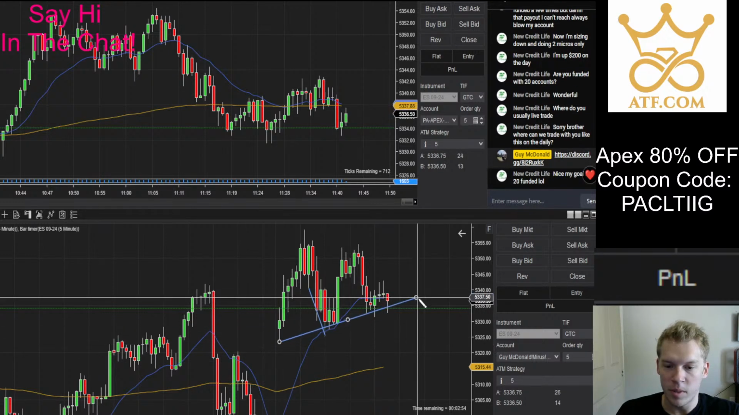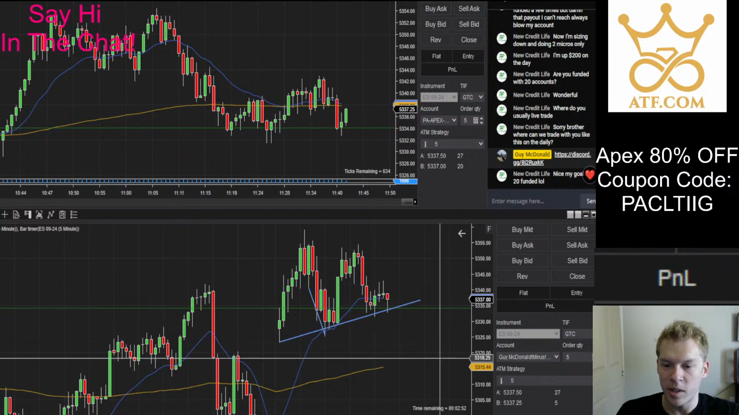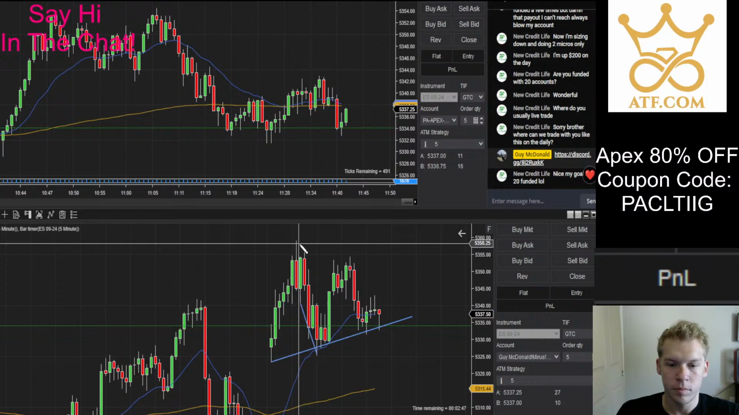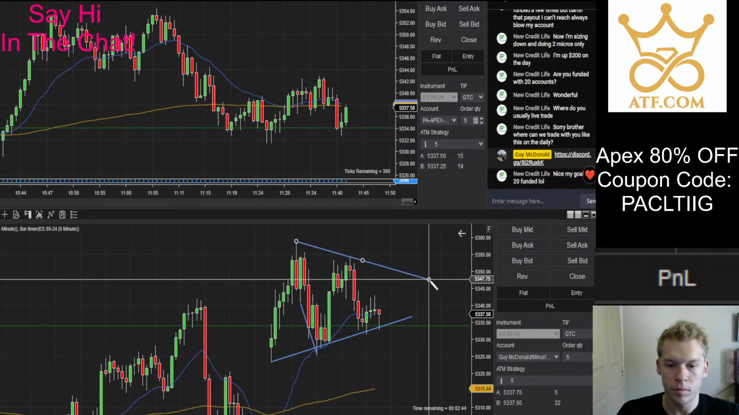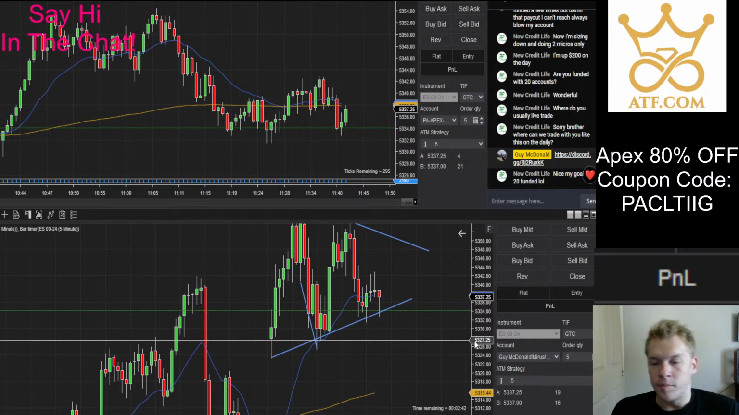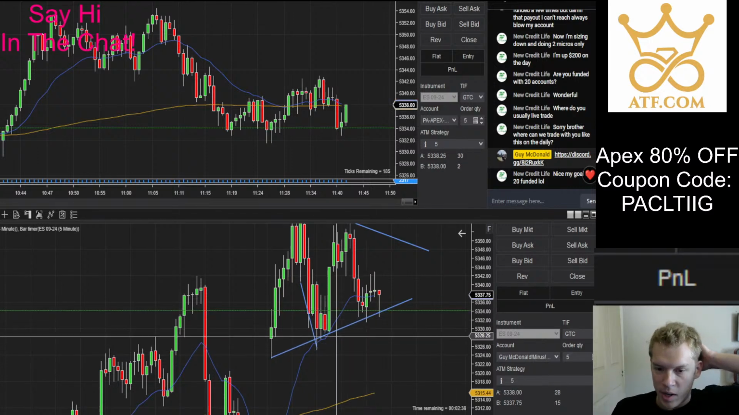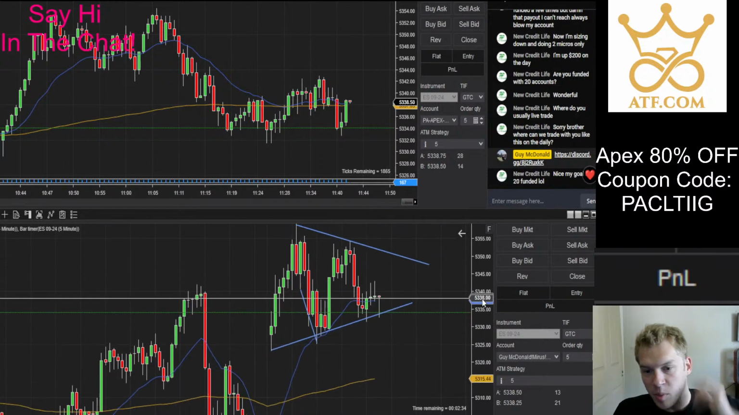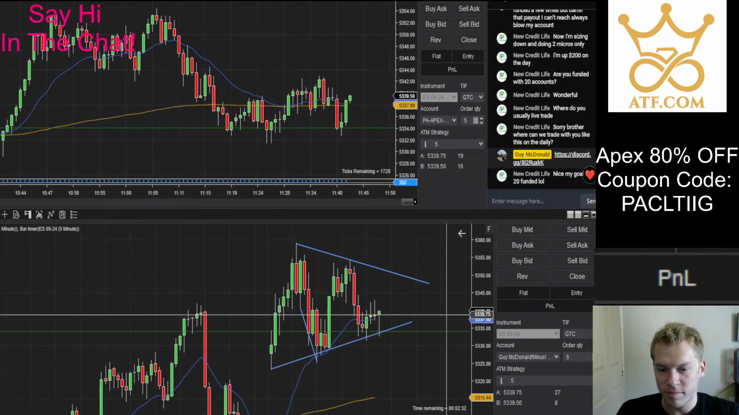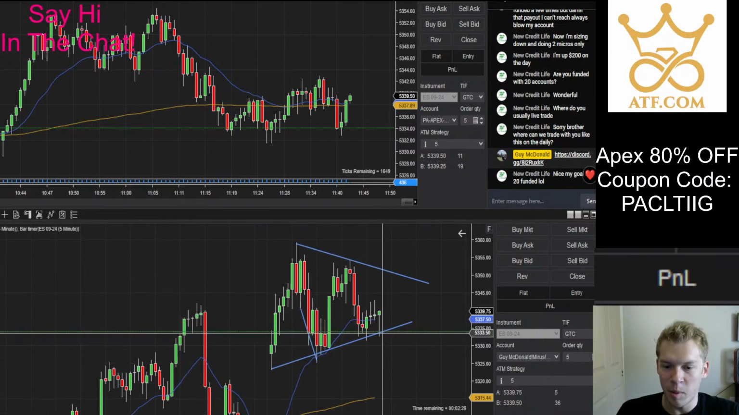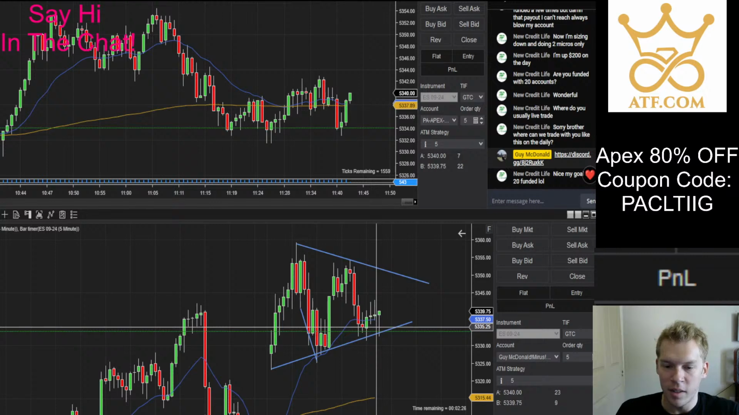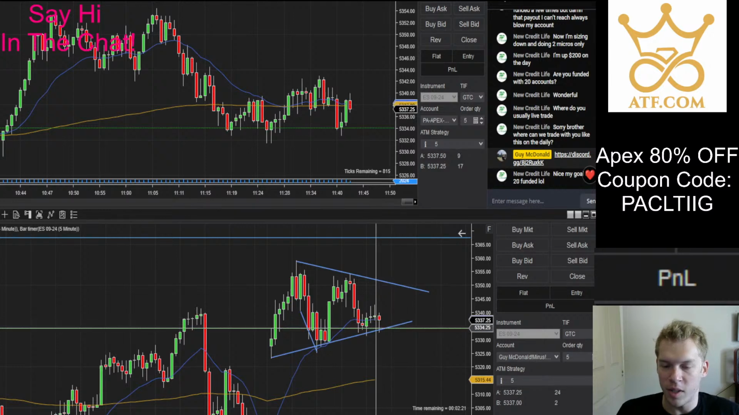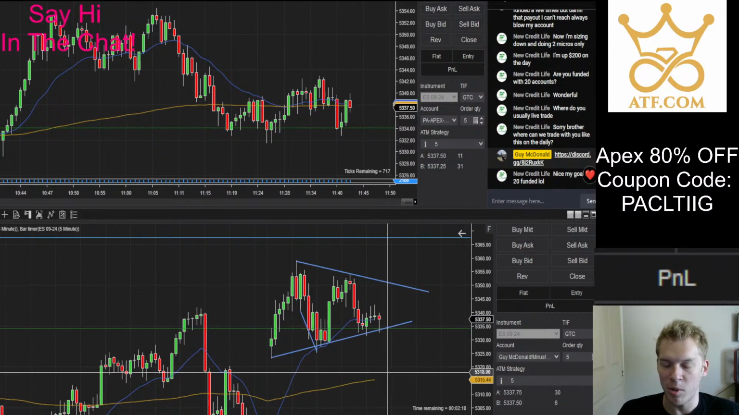So the market's still respecting the idea of it being in a triangle right now. We have this trend line at the bottom, and it's respecting it. So what does that really tell us? Are we going to be buying off of this? Well, maybe you could, if your premise is that the market's not going to go down much lower.